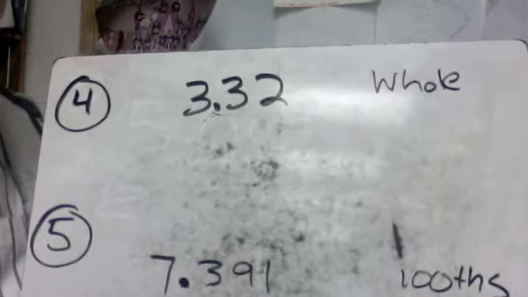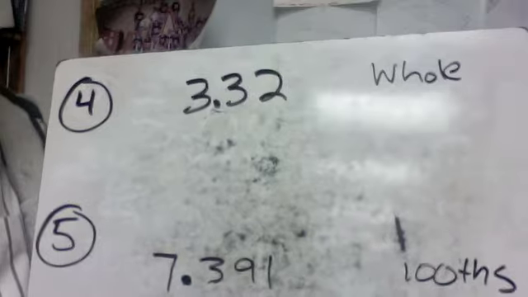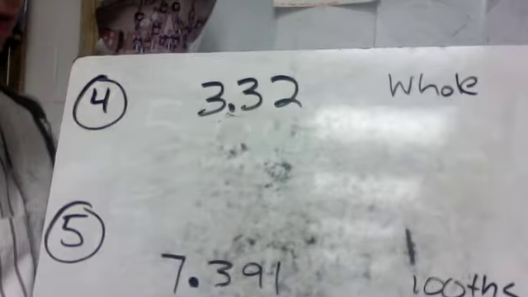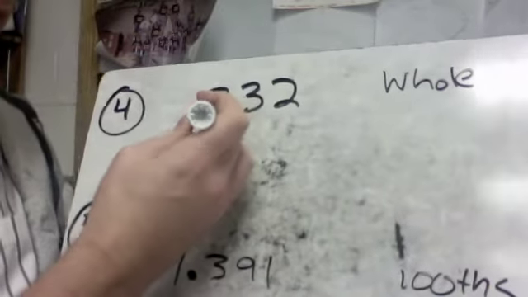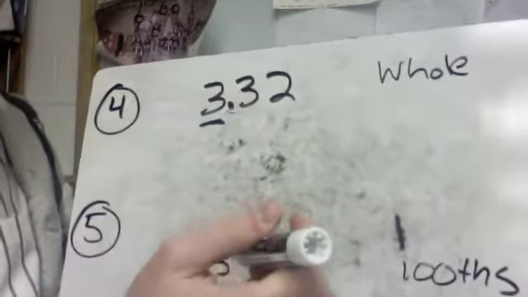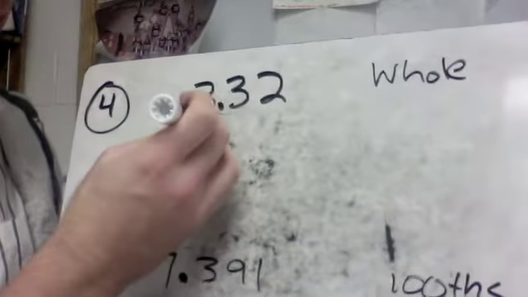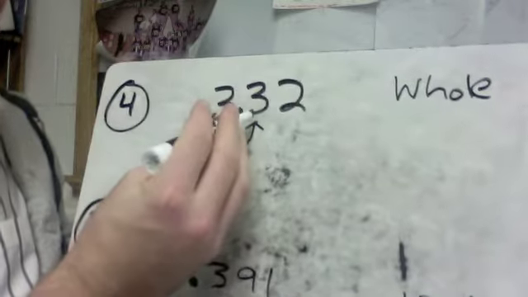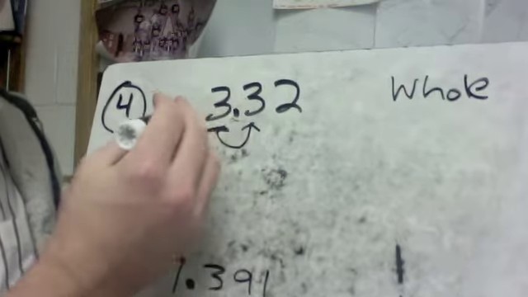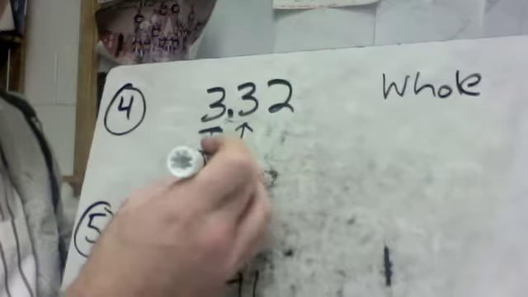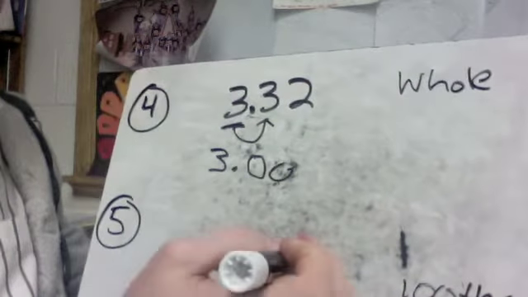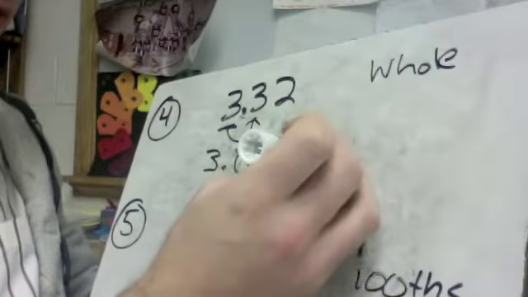All right, next we've got 2 rounding problems. We have 3 and 32 hundredths and 7 and 397 thousandths. First thing we need to do for number 4 is round it to the whole number spot. The whole number spot would be anywhere on this side of the decimal, so we'll go right here. Just like regular rounding, we look to the right to see what we do. That 3 tells us to keep it the same. So we have 3 point, and everything else changes to a 0. 3.00.